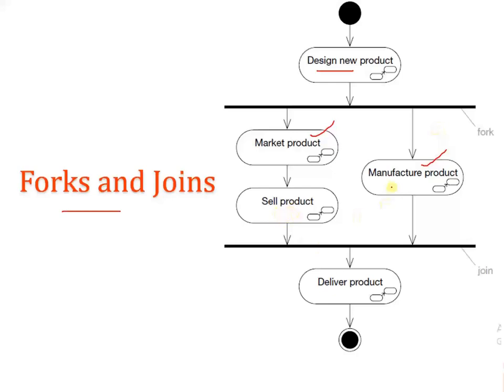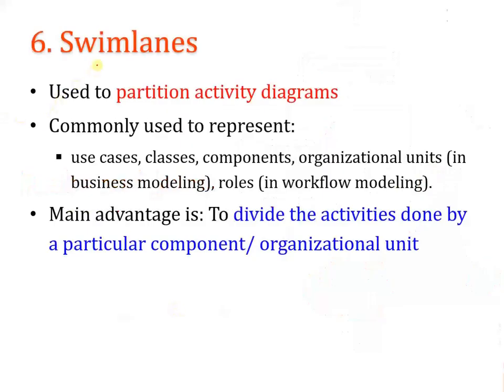Similarly, after manufacturing product is completed and also after sell product is completed, the next activity called deliver product will execute. So this symbol is called a join, where you have multiple incoming transitions and one outgoing transition. The next parameter is called a swim lane. Swim lane is mainly used to partition the activity diagram.